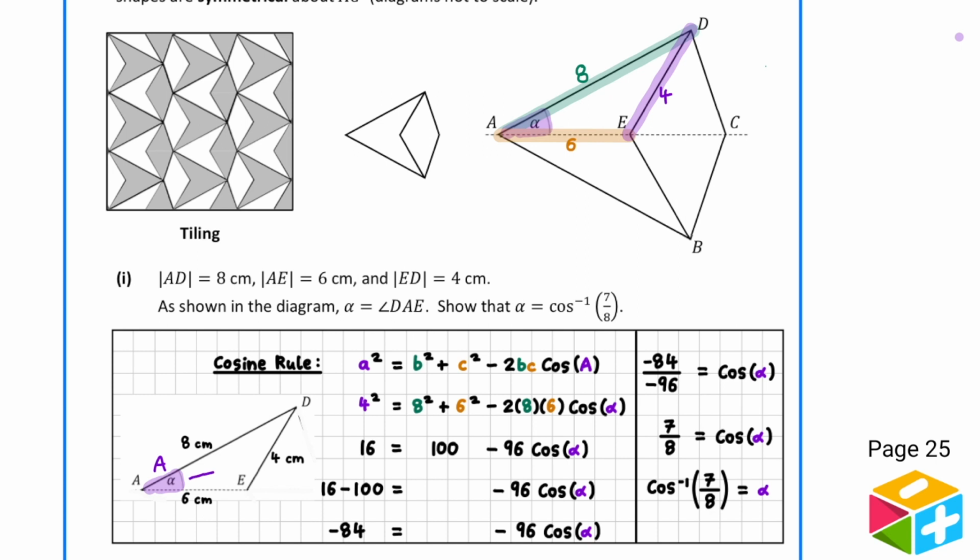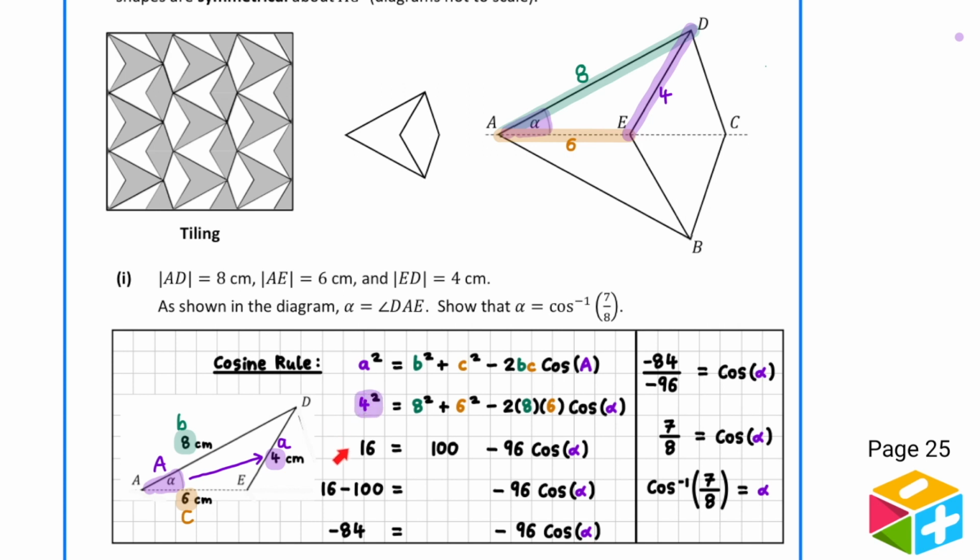Lowercase a is the side opposite this angle, and here a will be 4. b and c refer to the other 2 side lengths. Here we can let b be equal to 8 centimetres and c be equal to 6 centimetres. Let's sub these values into our formula. From here we can simplify a bit.